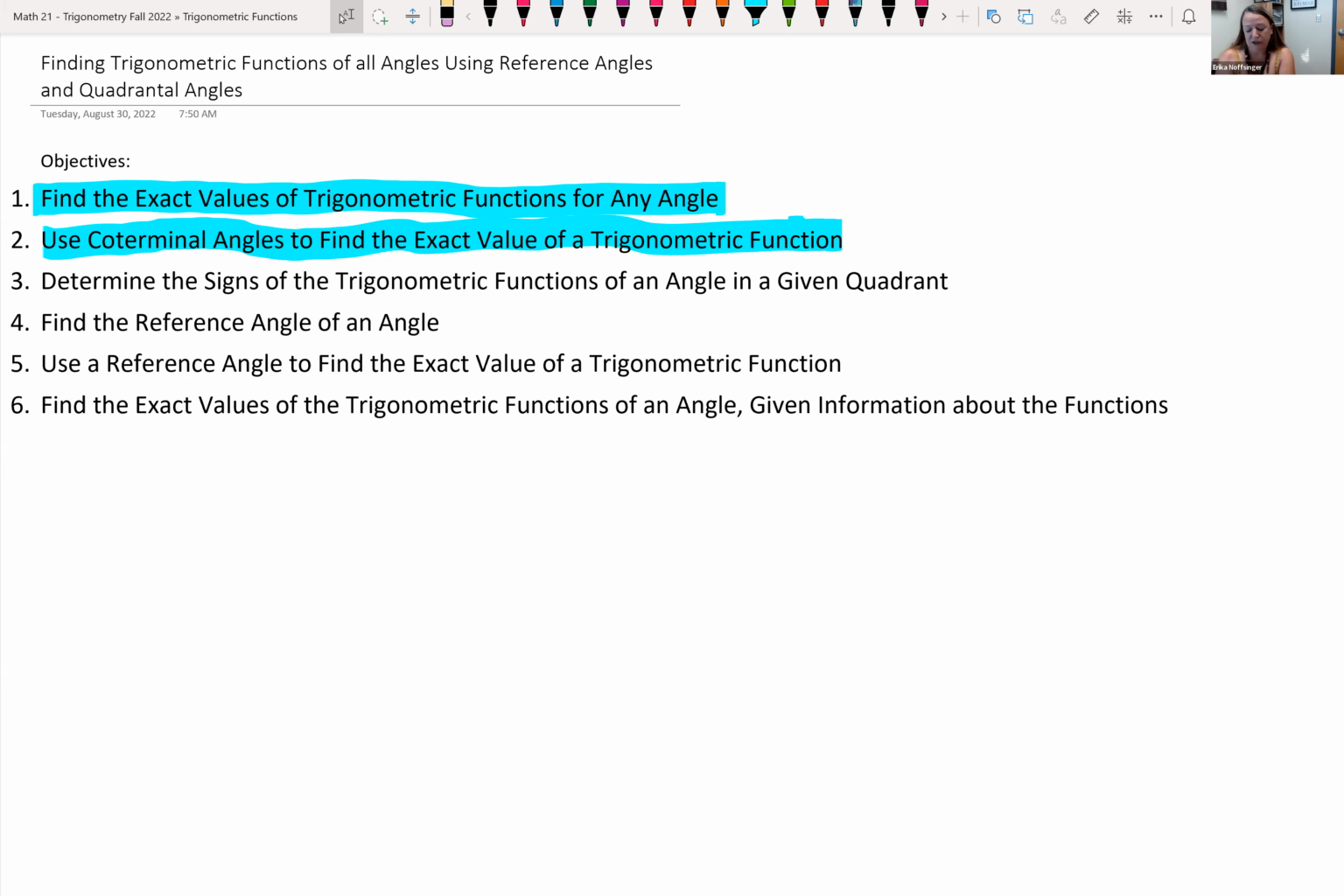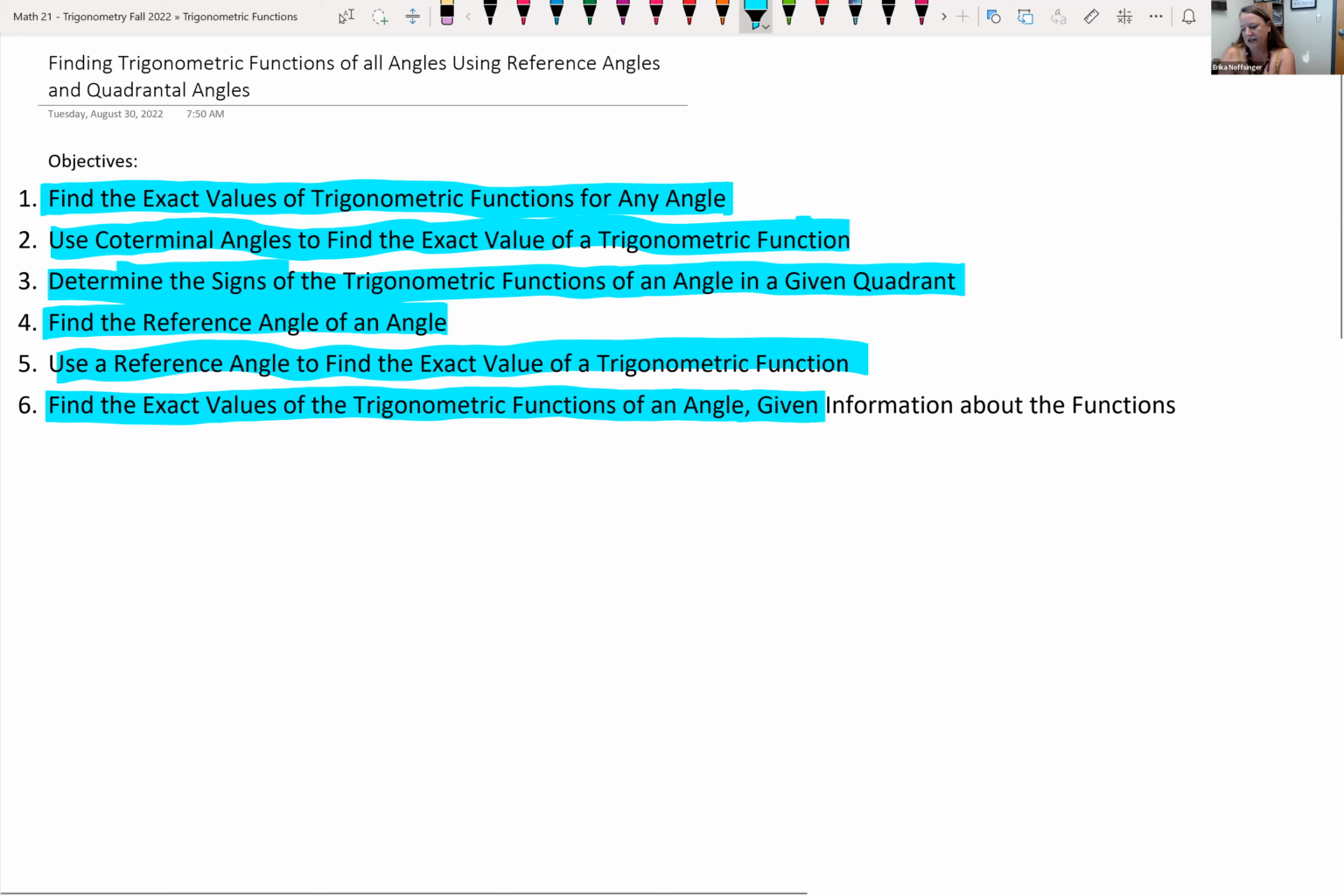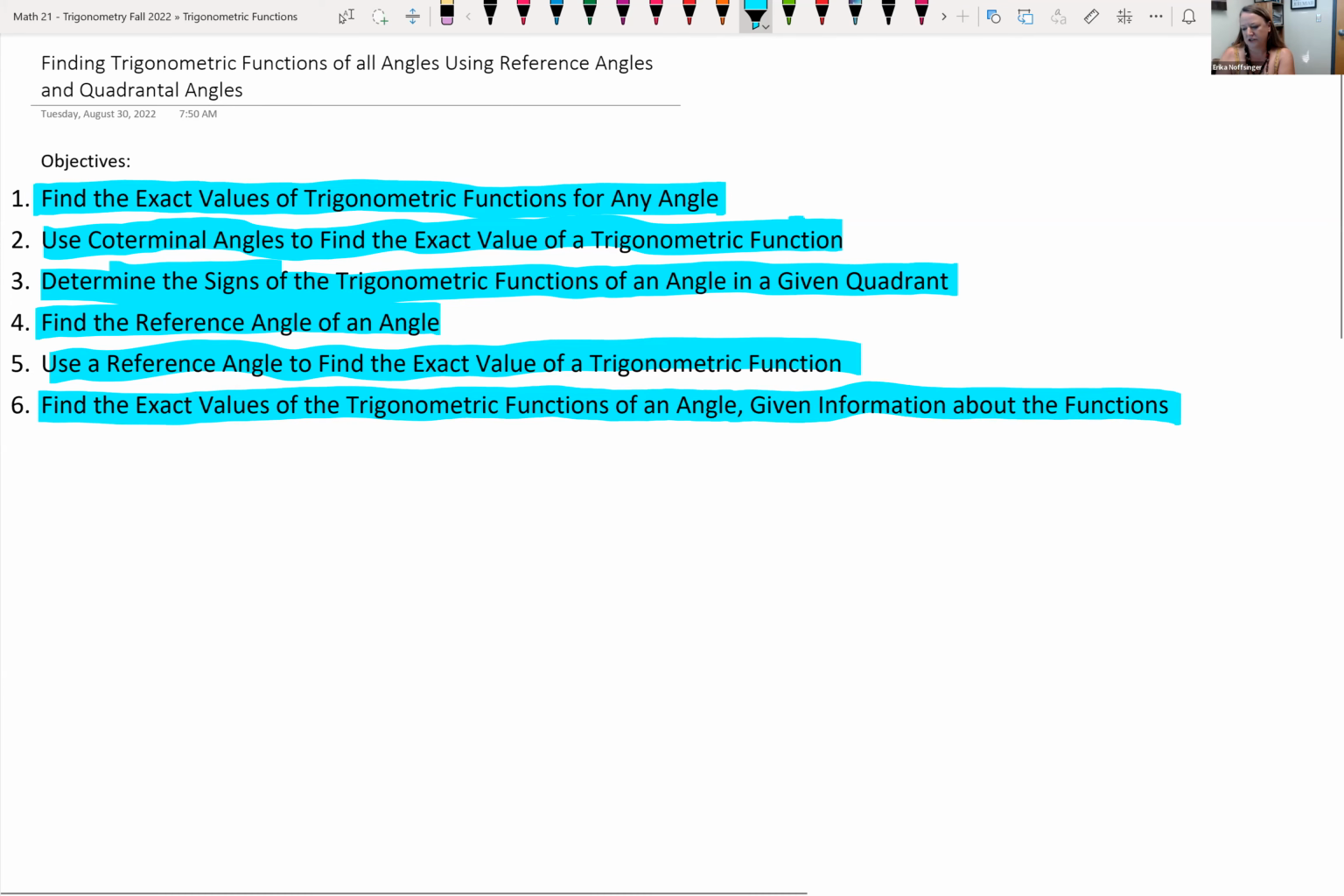We're going to look at determining the signs of trigonometric functions of an angle in a given quadrant. Depending on what quadrant our angle falls in depends on if our trigonometric function is going to be positive or negative. We're going to find the reference angle of an angle. We're going to use a reference angle to find the exact value of a trigonometric function. And we're going to find the exact values of a trigonometric function of an angle, given information about those functions.